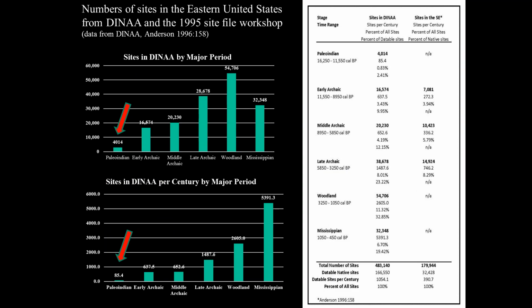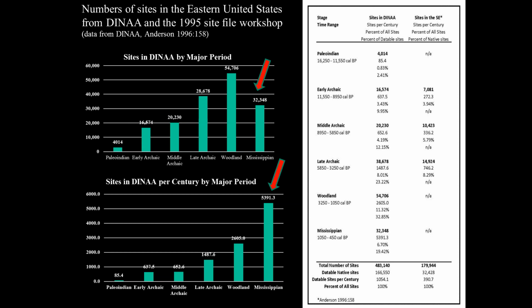Of 166,550 components in DINAA that could be dated to a specific Native American period of occupation, only 4,014, less than 3% of the total, have Pleistocene or Paleo-Indian components, suggesting population density was quite low, at least when compared with later periods. The top bar graph shows the total number of sites per major time period, and the bottom bar graph shows the same data, standardized, giving numbers of sites per century, since these major time periods differ considerably in length.